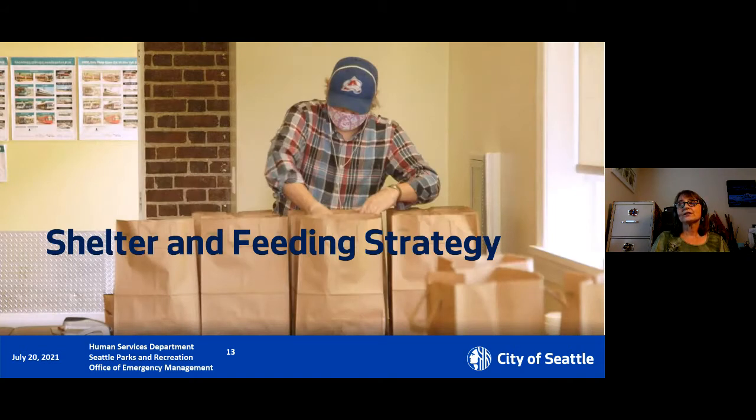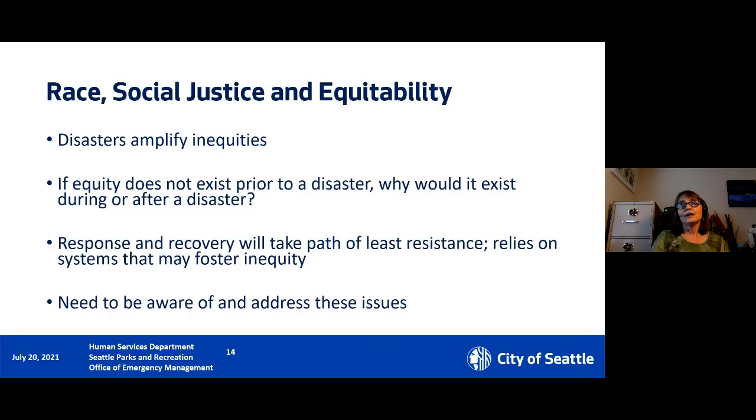So let's take a look at our overall shelter and feeding strategy. The picture here shows someone packaging up food into paper bags for distribution. A key starting point is race, social justice, and equitability.